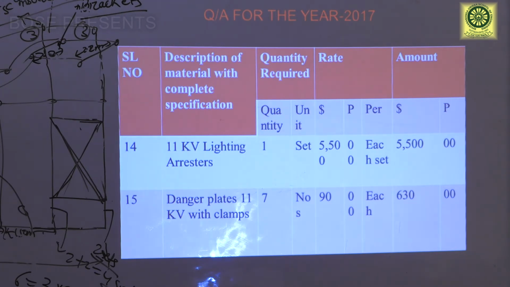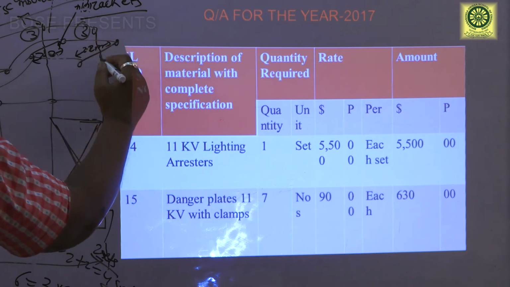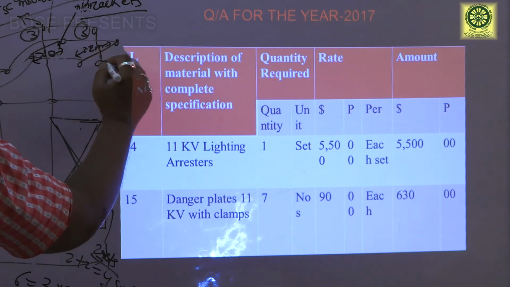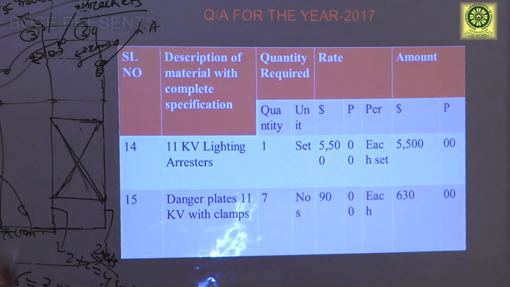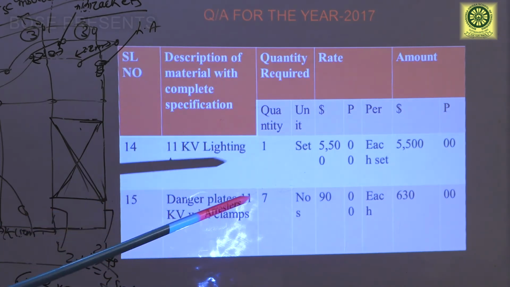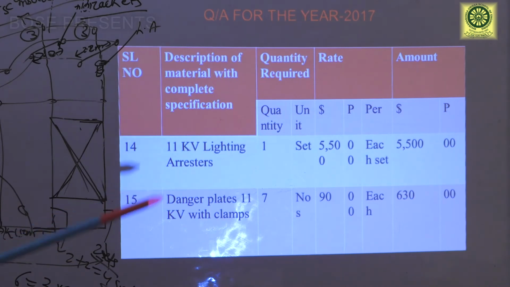Here is one set of lightning arrestor. This is the lightning arrestor, one set that is used in the H pole structure, that is 5500. So one set is required, the final cost is 5500.